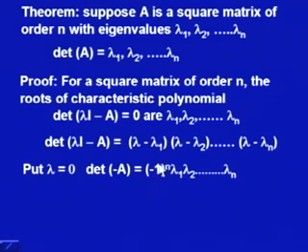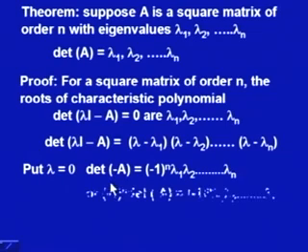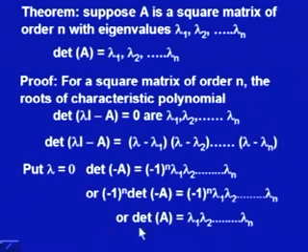So we will have minus 1 raised to power n, lambda 1, lambda 2, lambda n, and this is equal to determinant of minus A. This lambda is put to 0. Now we know that determinant of minus A is equal to minus 1 raised to power n determinant of A. So, this minus 1 and this minus 1 will get cancelled, and we have determinant A is equal to lambda 1, lambda 2, lambda n. So, we have proved the result.